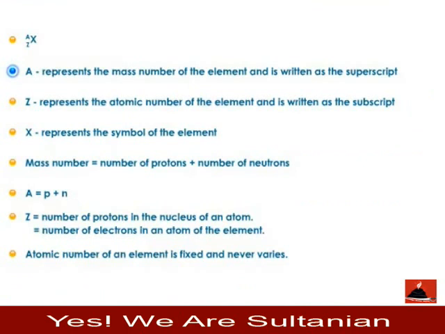Representation of an atom. A represents the mass number and is written as the superscript. Z represents the atomic number and is written as the subscript. X represents the symbol of the element. Mass number is the number of protons and the number of neutrons. A is equal to P plus N. Z is the number of protons in the nucleus of an atom, and it is equal to the number of electrons in an atom of the element. Atomic number of an element is fixed and never varies.